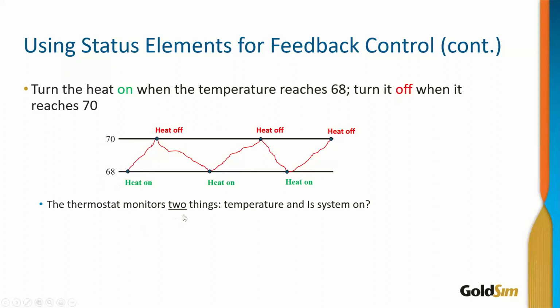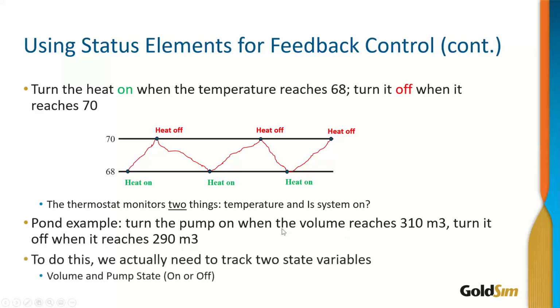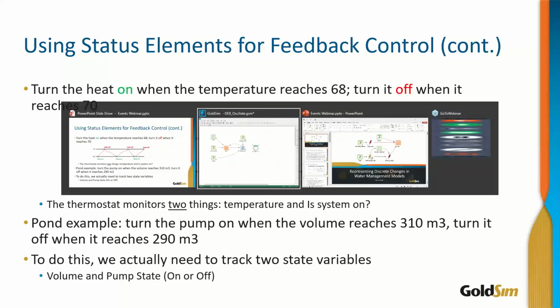In order for a thermostat to work, we have to monitor two things. We have to know two things. What is the current temperature, and is the system currently on? That's the two things it has to monitor. In a pond example, essentially, we're going to say we want to turn the pump on when the volume reaches 310 and turn it off when it reaches 290. So our dead band is 20 cubic meters. In this case, we're tracking two state variables. What's the volume in the pond, and what is the state of the pump? And we're going to use a status element to track the state of the pump.